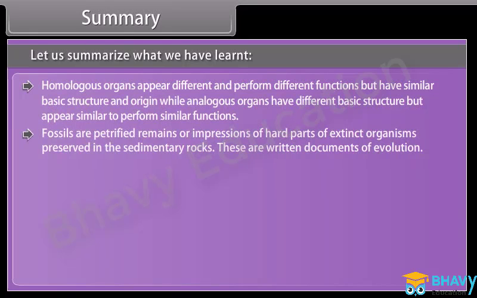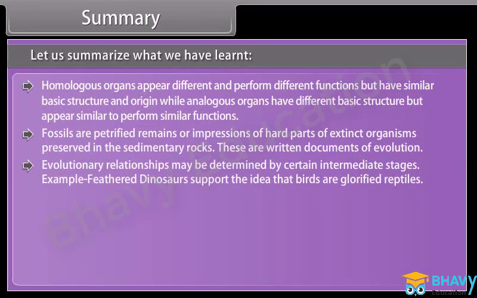Fossils are petrified remains or impressions of hard parts of extinct organisms preserved in the sedimentary rocks. These are written documents of evolution. Evolutionary relationships may be determined by certain intermediate stages. Example, feathered dinosaurs support the idea that birds are glorified reptiles.